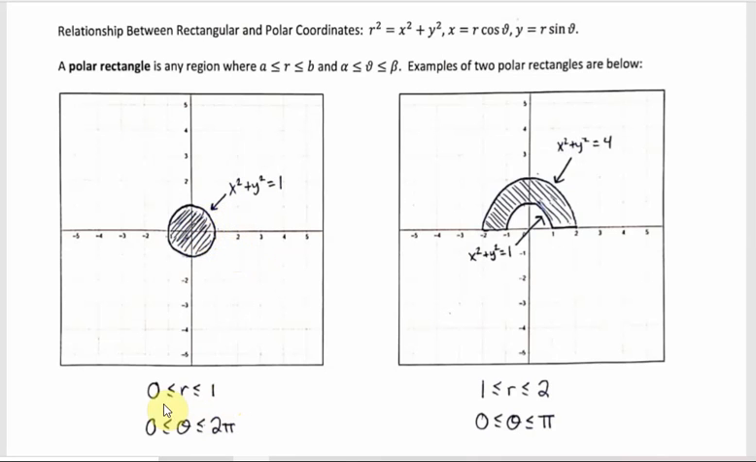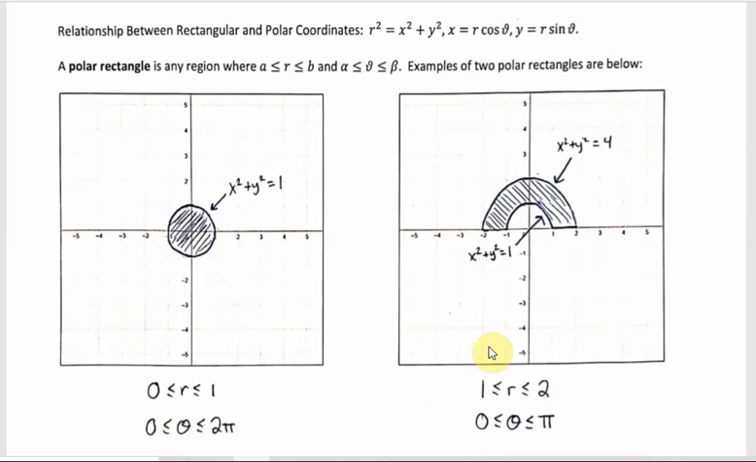So that's what I've got down here, 0 less than or equal to r less than or equal to 1. And this is going all the way around. You start here, and then you go all the way around, and you end up back in the same place. Then theta, the angle, is going from 0 to 2 pi. So 0 when you start, and when you get all the way around, that's the 2 pi.